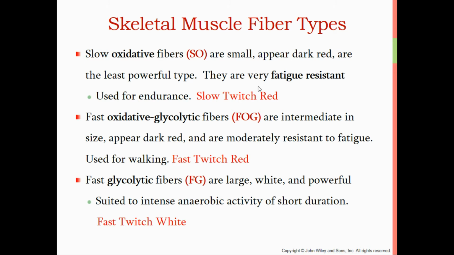They will have a high concentration of these fast twitch white fibers. So the three kinds that we're going to have are slow twitch red, fast twitch red, and fast twitch white. And we're going to find out that different people will have different concentrations of these muscle fibers in their bodies, and that will have a tendency to give them advantages in certain athletic competitions, as we will see.